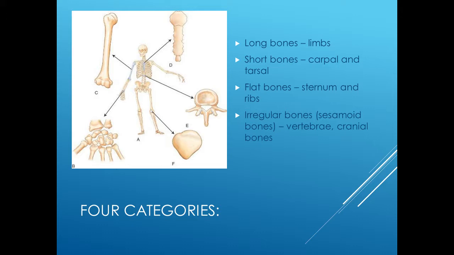And then we have irregular bones. They can also be called sesamoid bones, irregular or sesamoid bones. Our vertebrae, where you can see right here this picture of a vertebra. It's got these little pieces poking out of it, and we'll learn more about those later and what they're called. But a vertebra is very unusually shaped, so it's an irregular bone. The bones in our skull are also considered irregular bones. So these are some different categories of bones that we're going to be learning about.